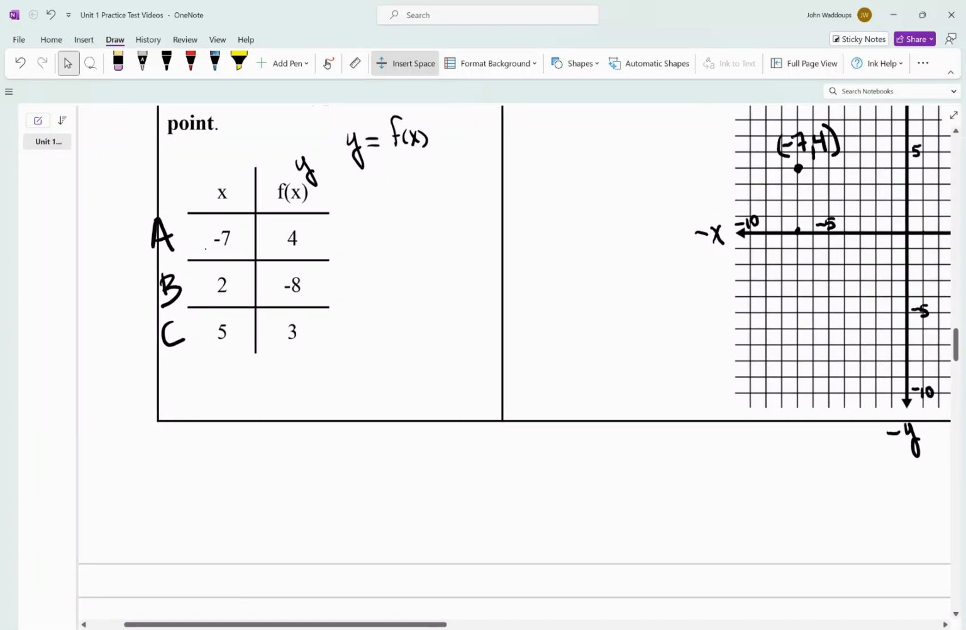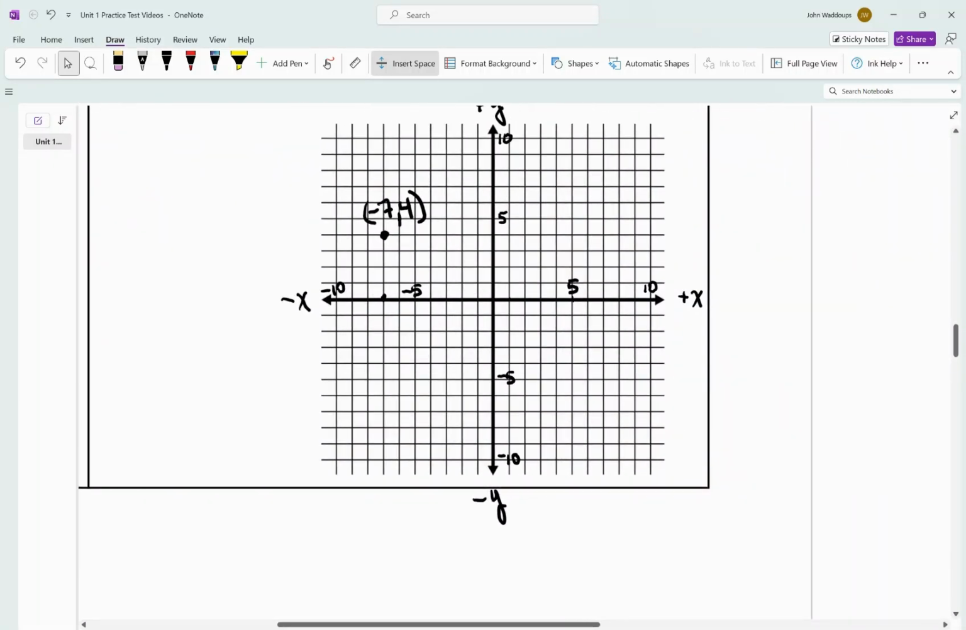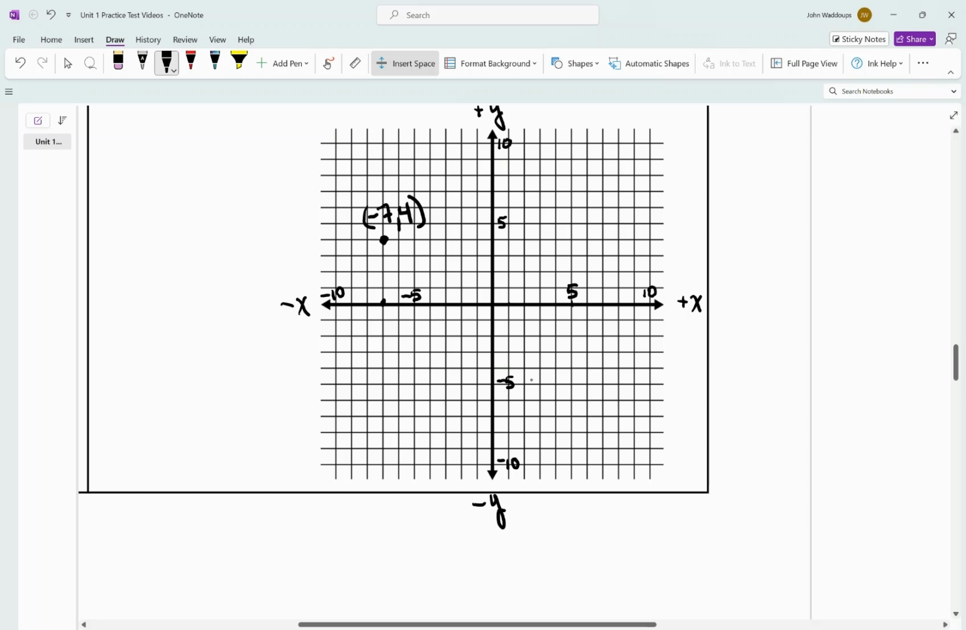Okay, so B is 2, -8. So I go over here to 2 and go down to -5, 6, 7, 8. And so this point is 2, comma, -8. That's 2 to the right of the origin, and then down 8.